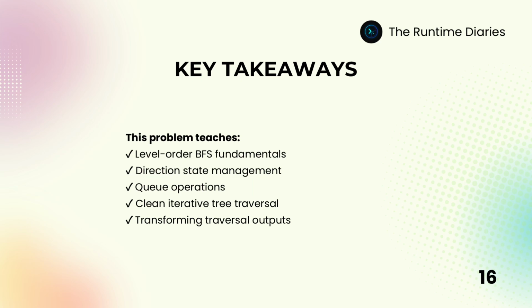Fifth, how to keep solutions readable and efficient. The best code is code that's easy to understand and debug. If you can solve this problem cleanly, other BFS variations like level order traversal, right side view, and bottom-up traversal become much easier. They all use the same fundamental BFS structure with small modifications.